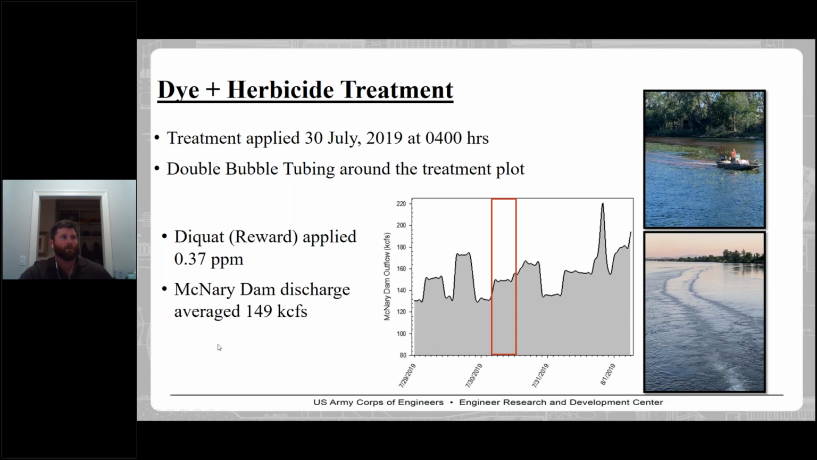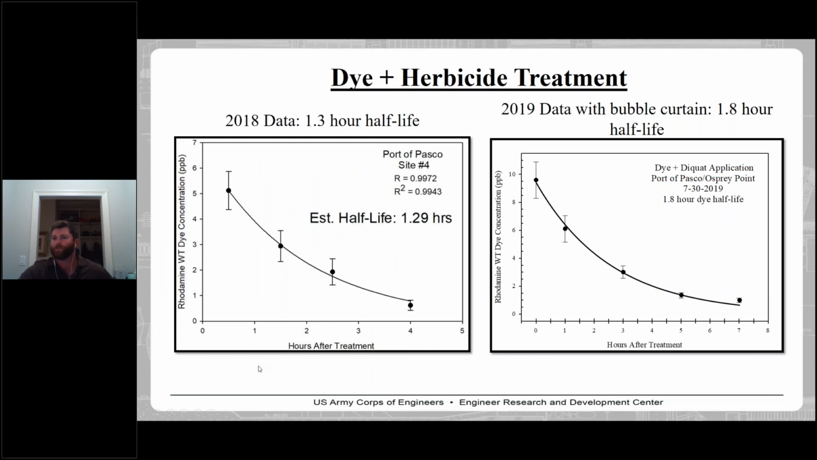So just look at a comparison from our 2018 data at the same site with no bubble tubing. We got an estimated dye half-life of 1.29 hours, which is essentially about an hour and 15 minutes. A little on the fast side. In 2019, with the bubble curtain in place, we extended that by about 30 minutes.